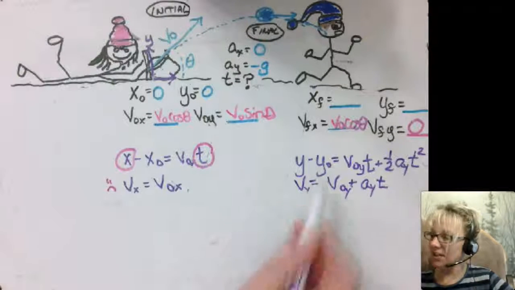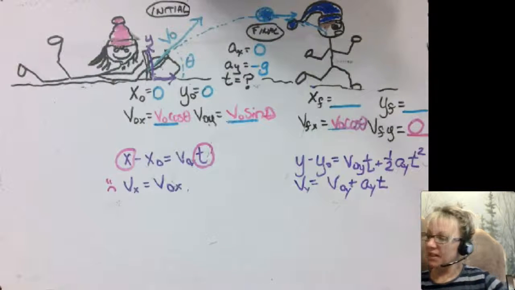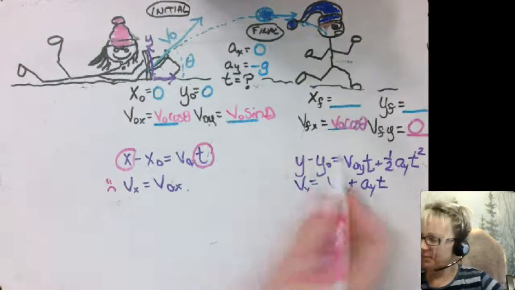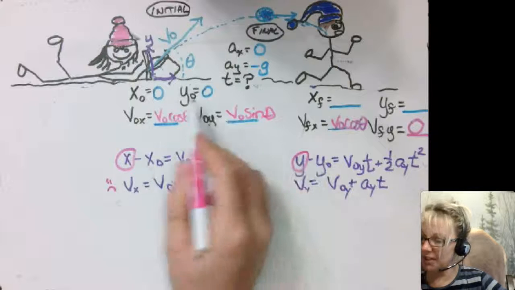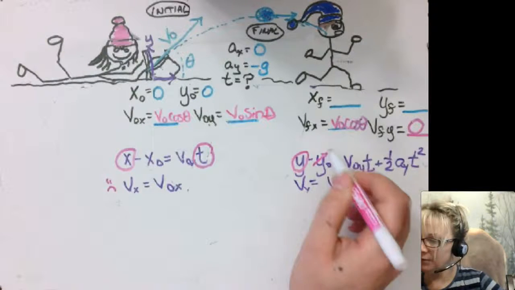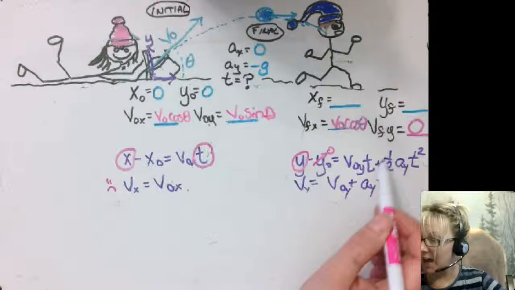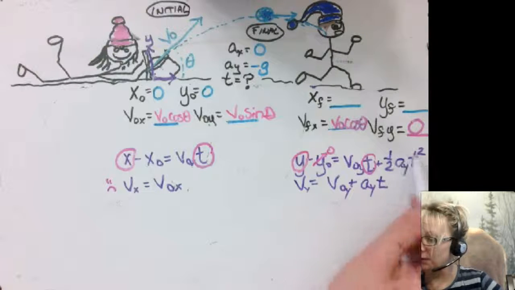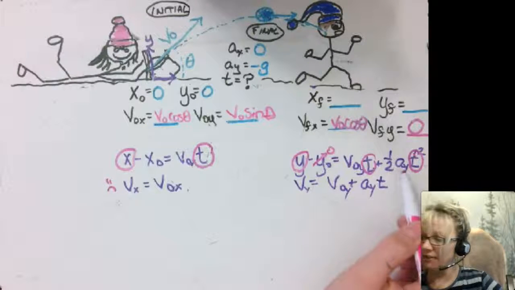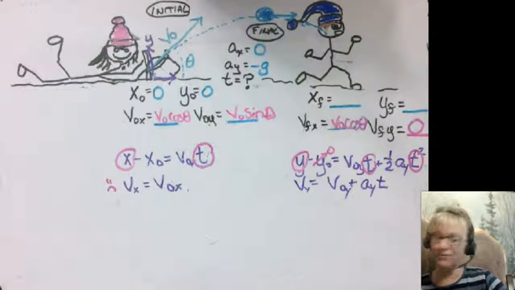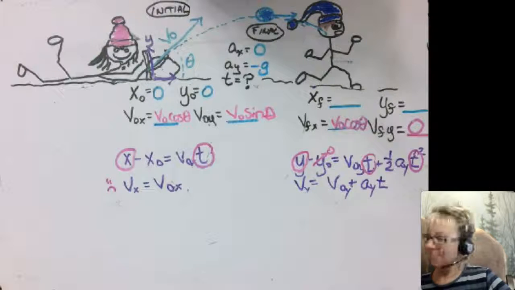Now let's take a look at this equation over here. Final y position. Oh, I don't know that. Initial y position, I know. That's 0. The initial velocity in the y direction, I do know that. Time is what I'm looking for, and I do have the acceleration in the y direction. Again, here I have 2 unknowns. It's not looking very good.